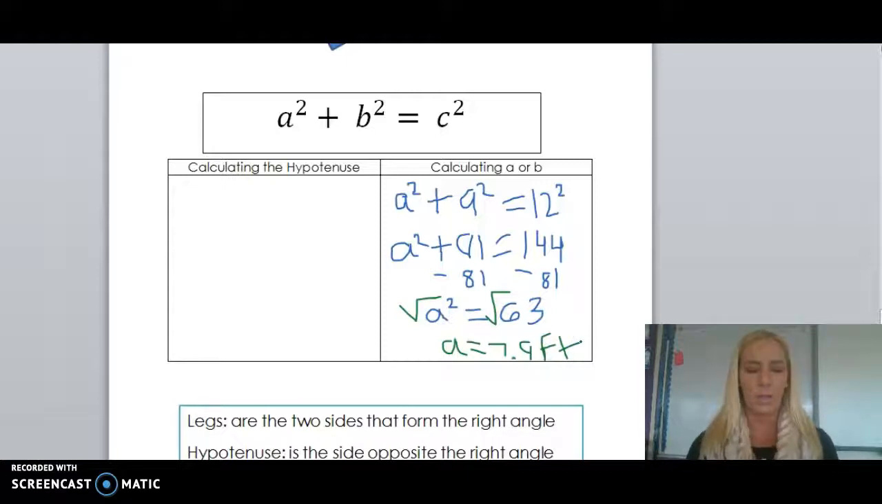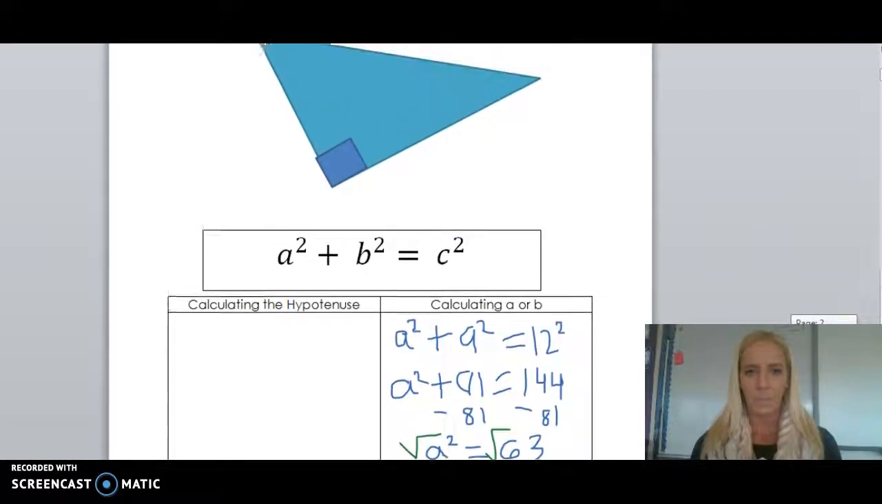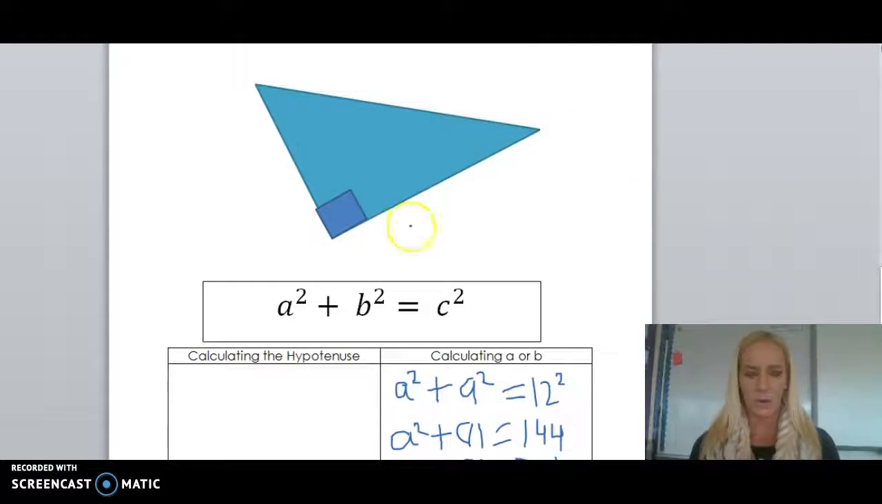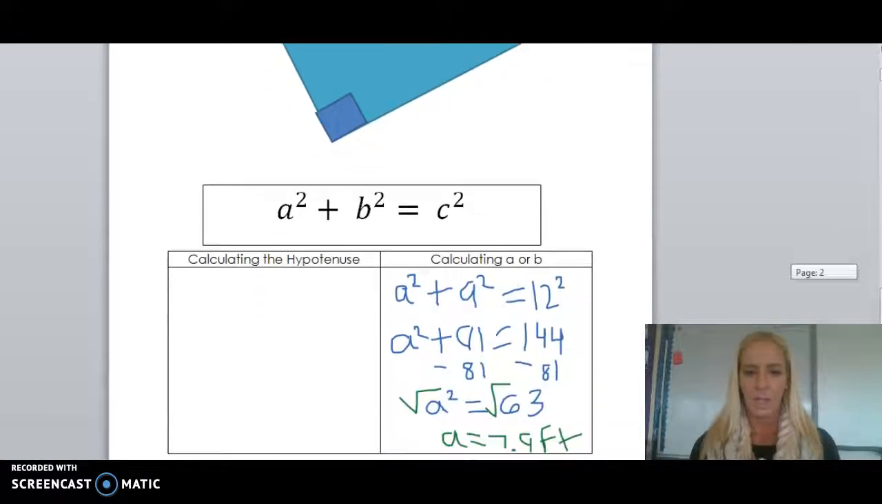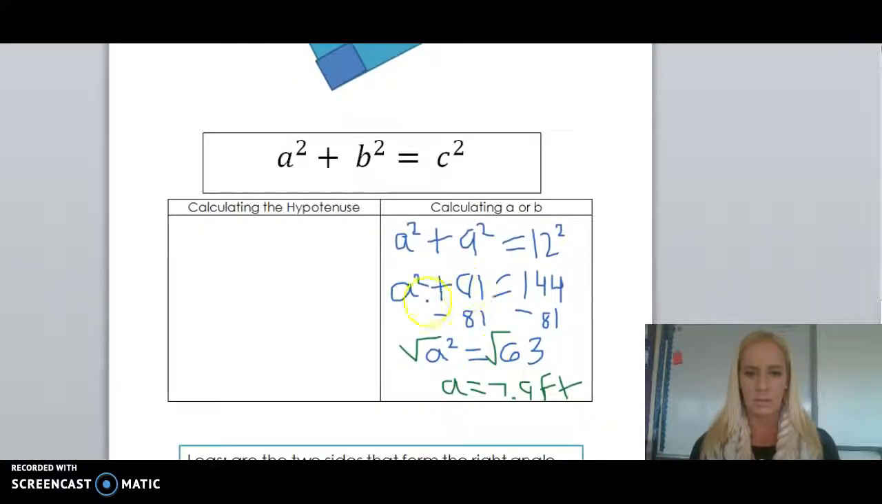Okay, this concludes your video on Pythagorean theorem. Again, if you need to go back or refer to this video at a later time, you may. And the main thing that I want you to grasp from this video is that A and B are both interchangeable, and it's the same process. So whether I'm finding A or I'm finding B, the steps are going to be very, very similar.